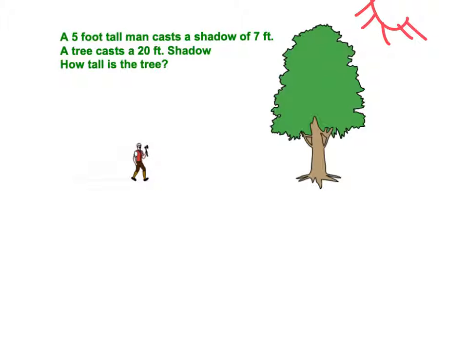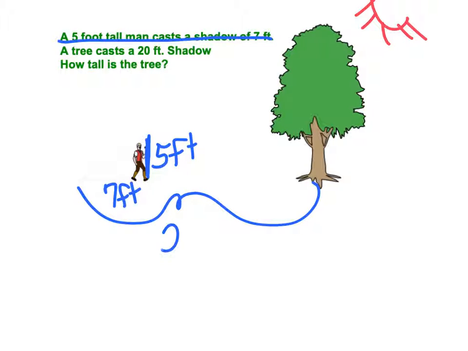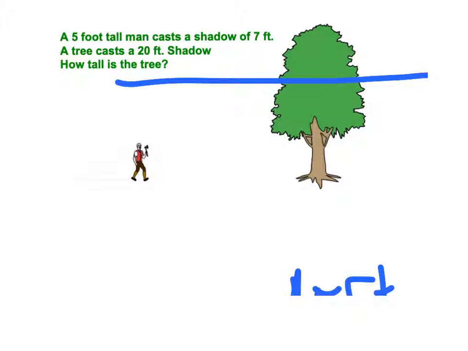And it says, like, if you know how tall this guy is, and here they say he's 5 foot tall, and his shadow was 7 feet. So the 5 foot tall man casts a shadow of 7 feet. And the tree casts a shadow of 20 feet. And they want to know, how tall is this tree? So you really have two triangles here again, and they are similar because they share the same shape, being that of a triangle.